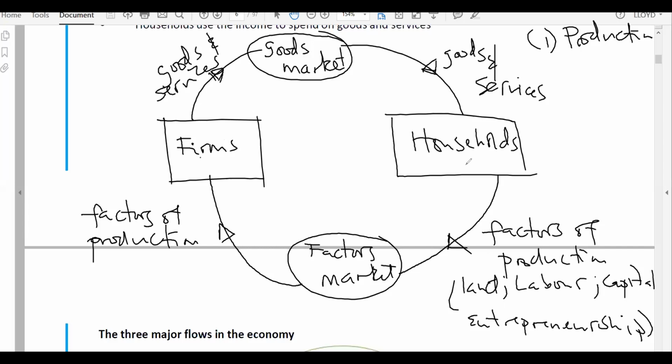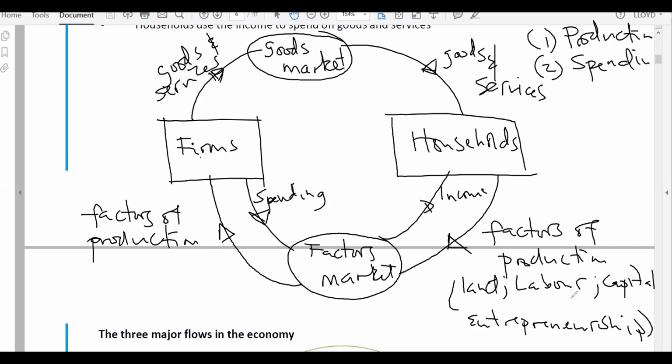Right. However, households, they don't just supply firms with factors of production without getting anything. They have to get an income, is it? So that income comes from firms. So to households, it becomes an income from their perspective because they are getting money. Then to firms, when they take money out, that is called spending. So as you can see, we do have got those flows. We have got spending and income.